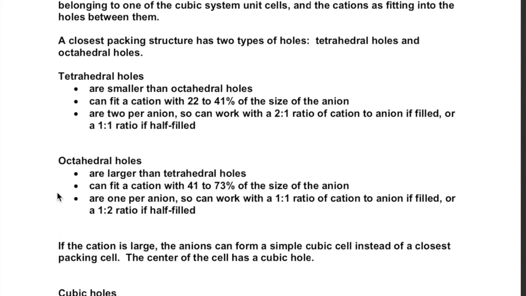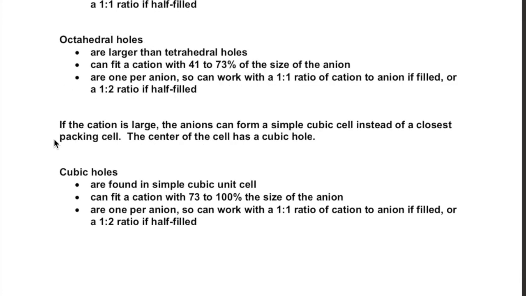So these are the kind of holes that are in a cubic closest packed or hexagonal closest packed structure. If the cation needs a larger gap, you might need to have one of the less efficient types of packing structure. Remember, the simple cubic cell was only 52% filled. So the gaps in a simple cubic cell are a lot larger and they can accommodate a larger cation. So this can fit a cation up to the same size as the anion.